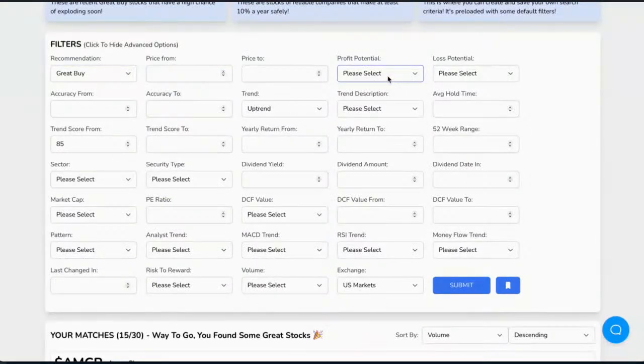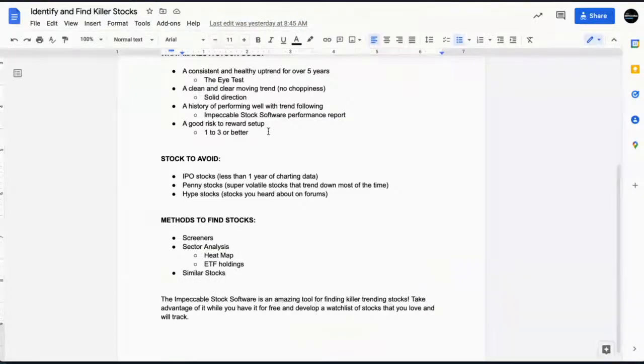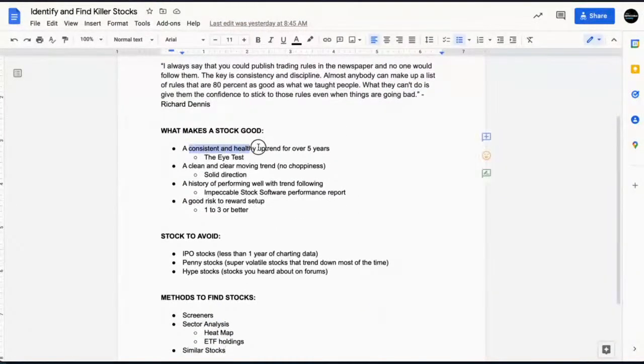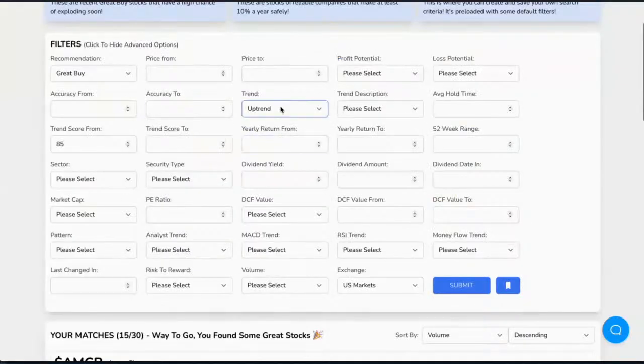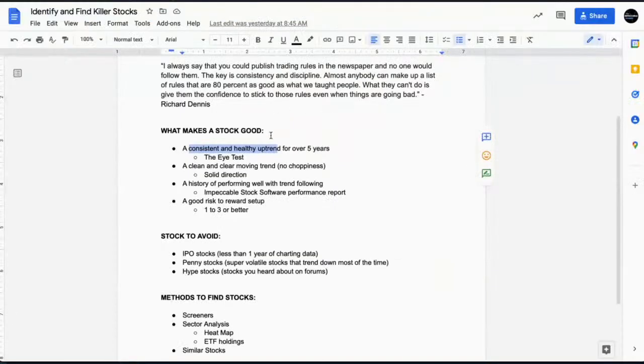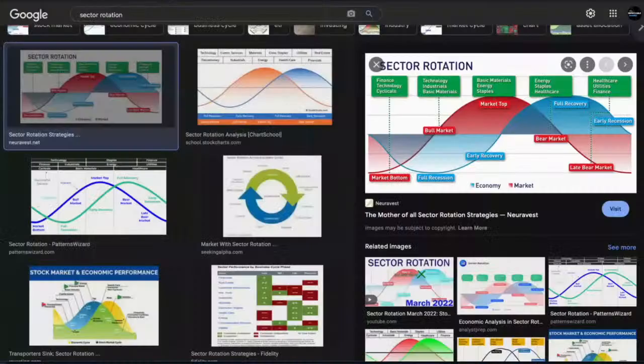Again, now, like I said, what do we want? What are we looking for? What is the criteria of a good stock? A healthy, consistent uptrend. Okay, check one, a healthy, consistent uptrend. So trend, uptrend, check, done. What is my next criteria for a great stock? It is a clear and solid moving trend.